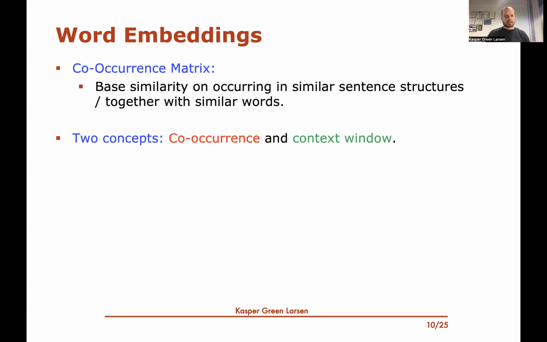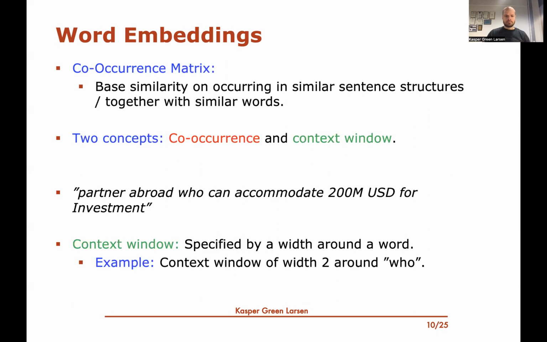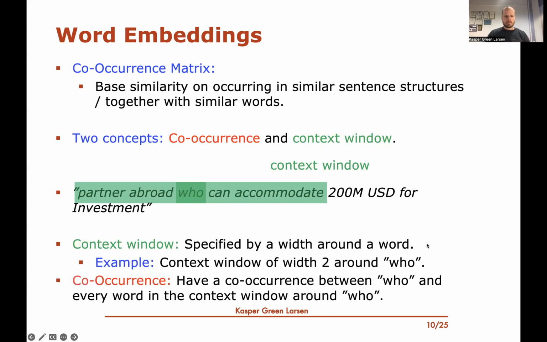To formalize this, we'll use two concepts, a co-occurrence and a context window. So let's again look at this sentence here. Now, the context window is something that's specified by a width around a word. For instance, we can look at the context window of width 2 around the word who in this text. The word who is the one we're looking at. The context window is the two words preceding it and the two words following it in this text.